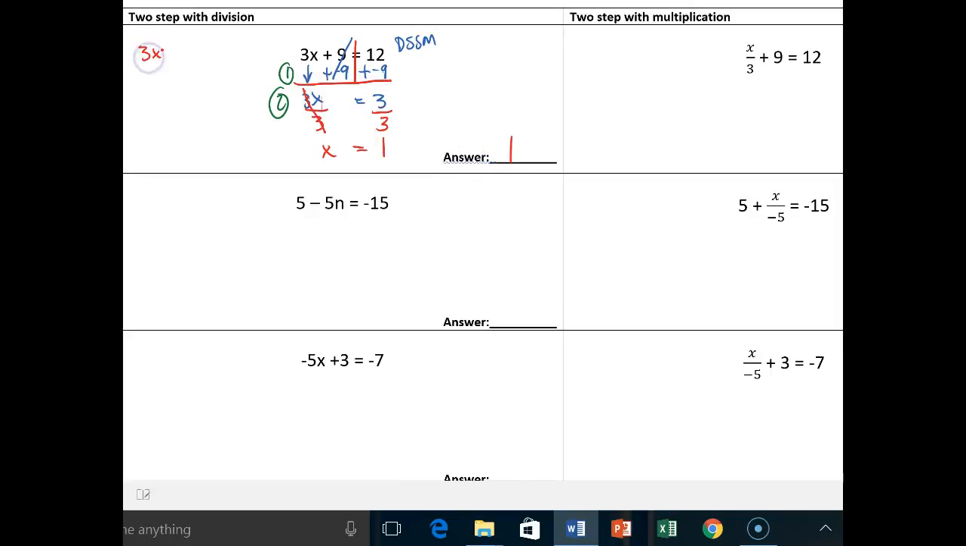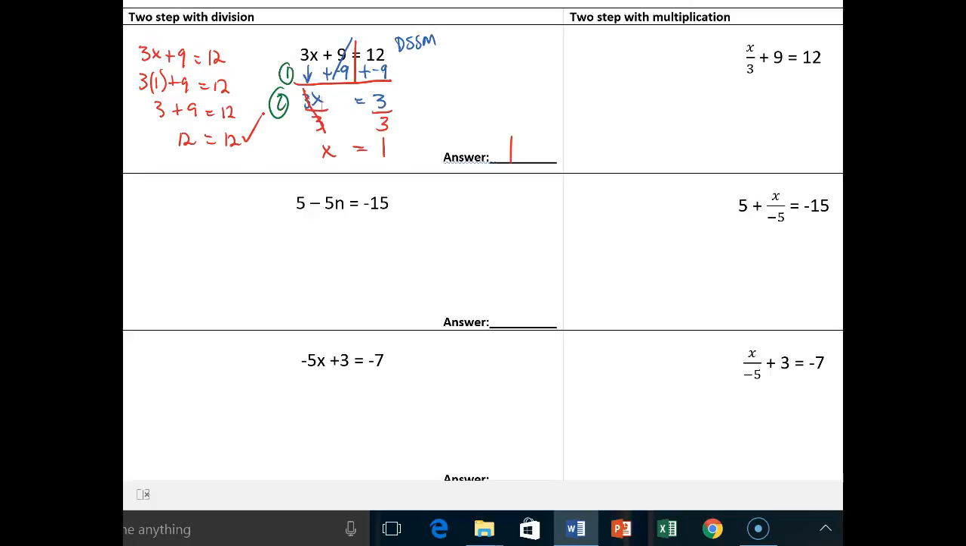Go ahead and check your answer again by writing out the equation. And then the second step, plug in your answer. So we had 1, so instead of x, I put 1. And we're asking ourselves, okay, is 3 plus 9 equal to 12? And indeed, 3 plus 9 is 12. So therefore, I know I'm correct.